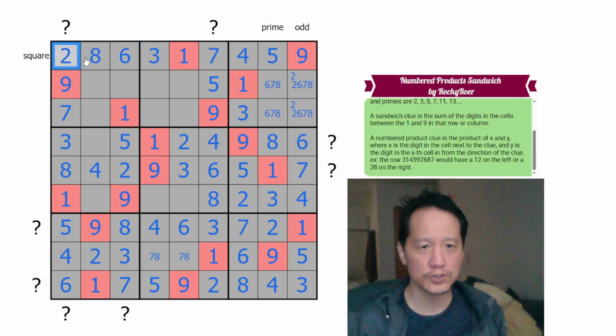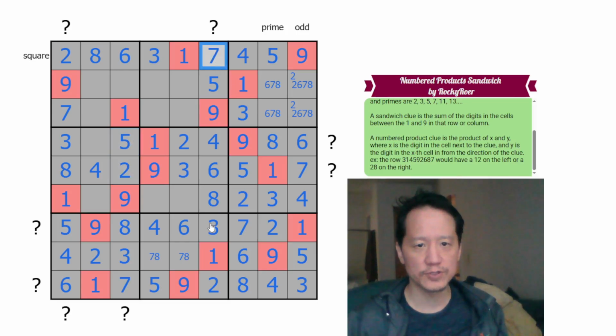outside clues. The square is 16, 2 times 8, and we have 16 in between, 7 plus 4 plus 5. This is 2 times 9, which is the same as 6 times 3, which is 18, and we have 18 in between, 3 plus 7 plus 8. This is 5 times 6, which is 30, and we do have 30 in between because we have 5 outside. This is 6 times 2, which is 12, and we have 12 in between, 7 and 5. This is 7 times 1, which is 7, and we have 7 in between.